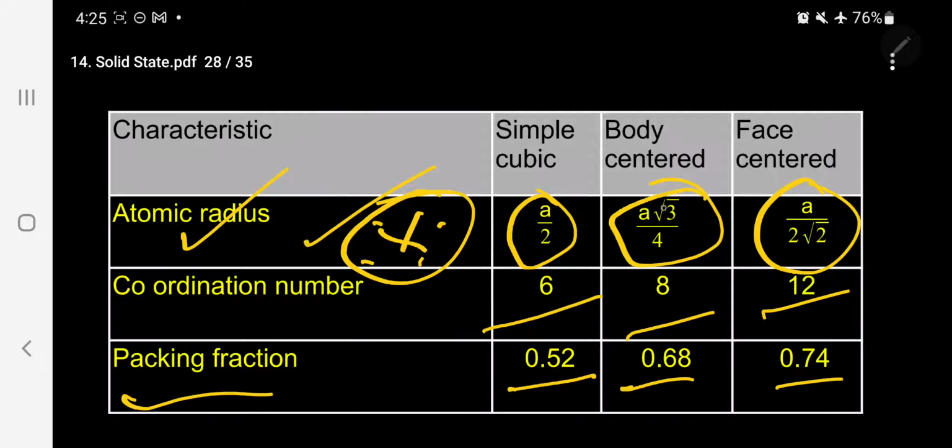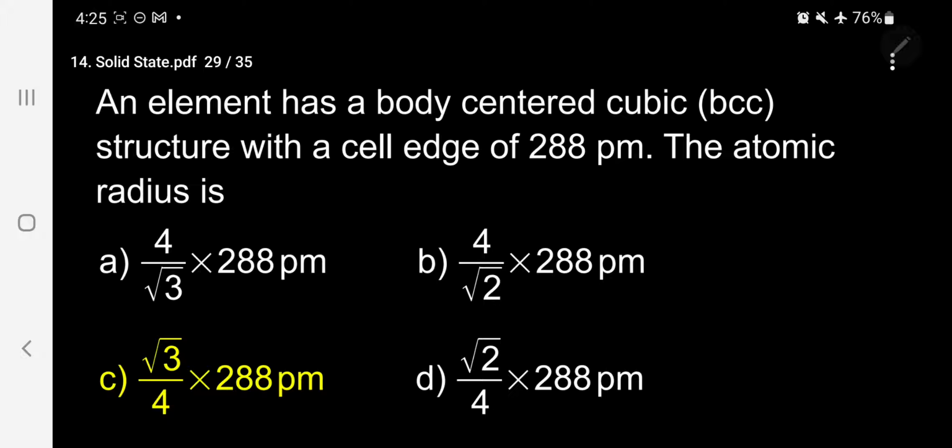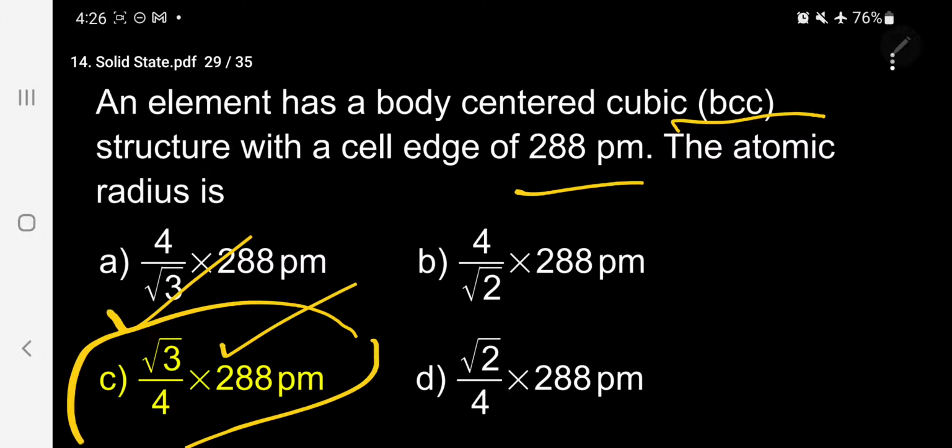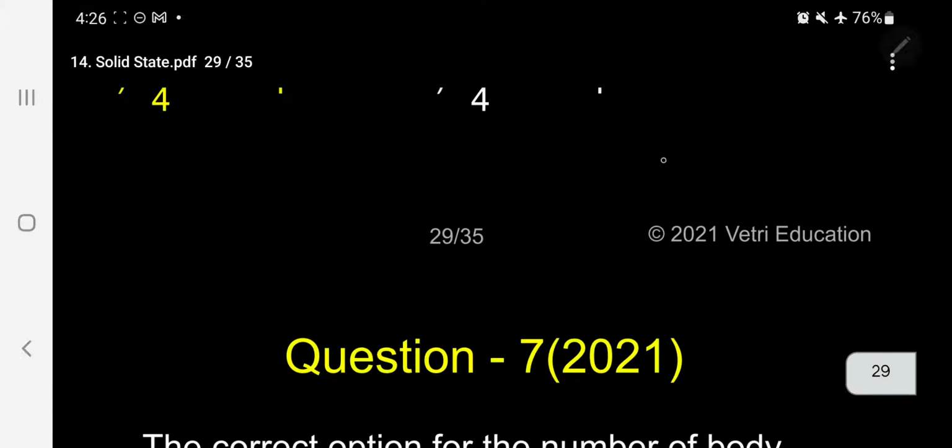So let me go for the options here now. What is the option here? Correct option is D is the correct answer. Because it is a body centered, it is given very clearly root 3 by 4 into a. The value of a is given from the problem, 280 picometer, 288. So this is the correct answer. Very, very simple, provided you know the theory.